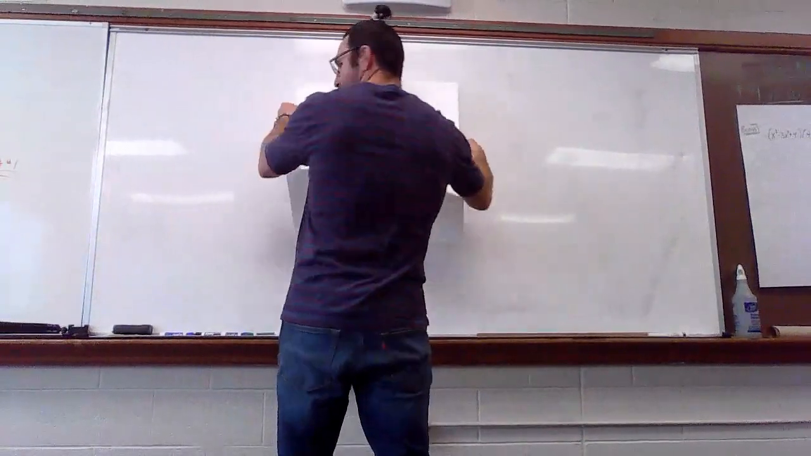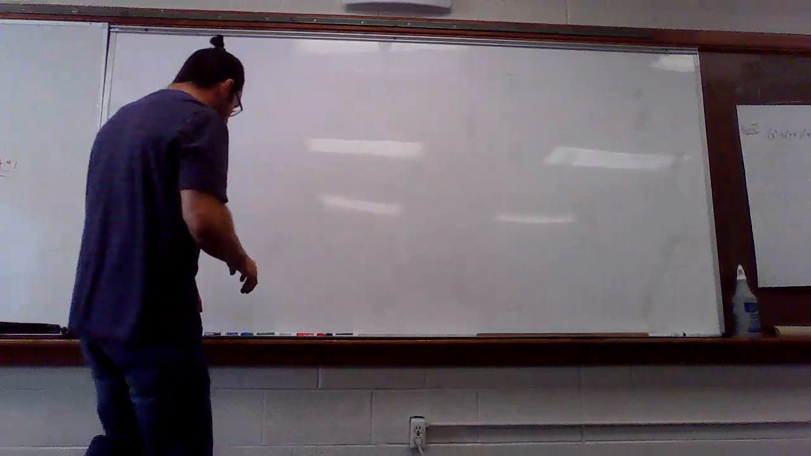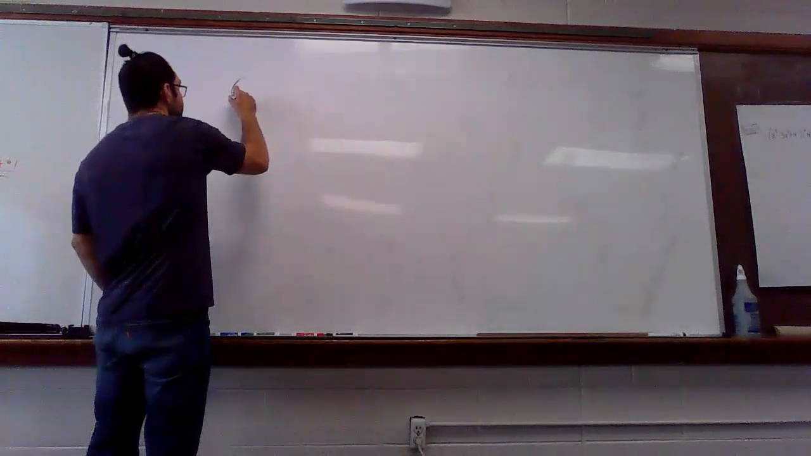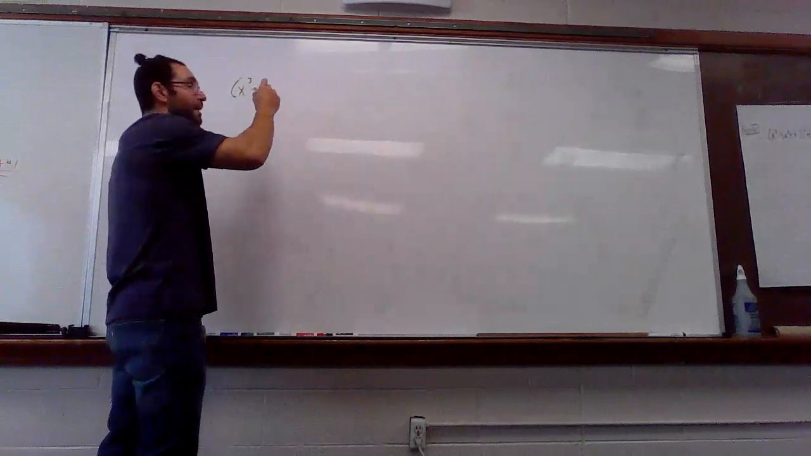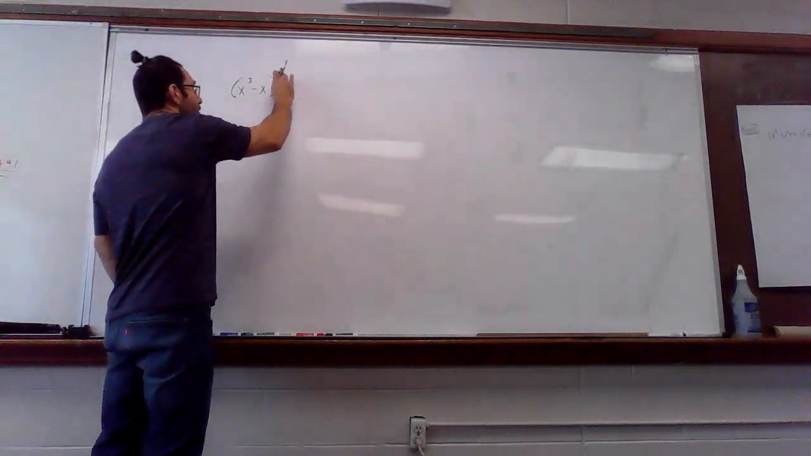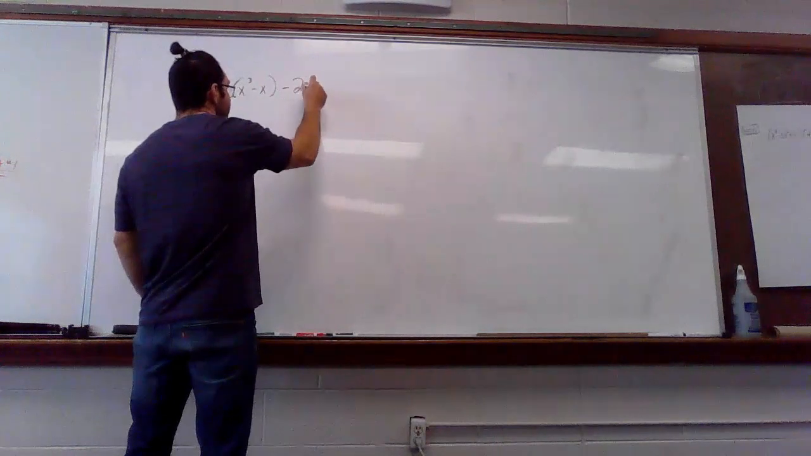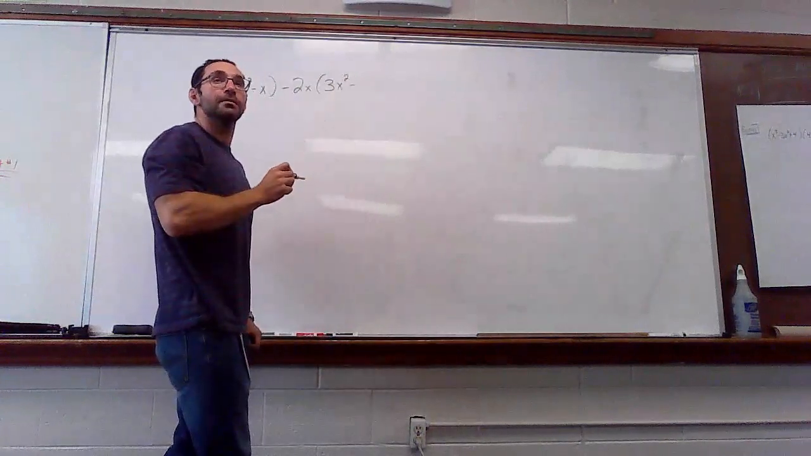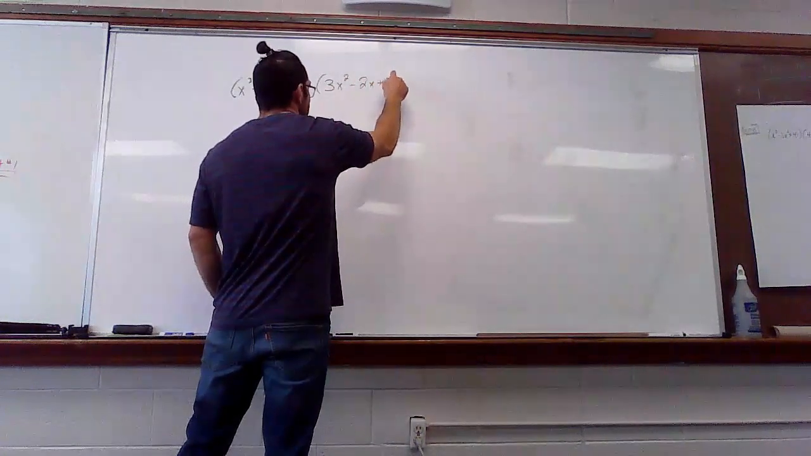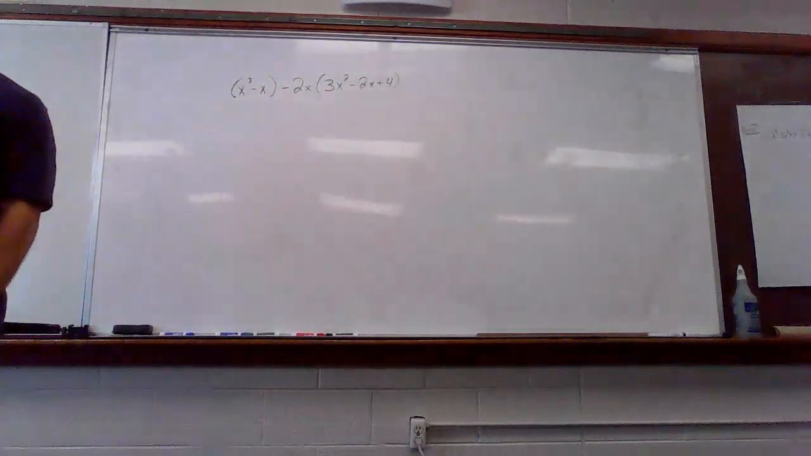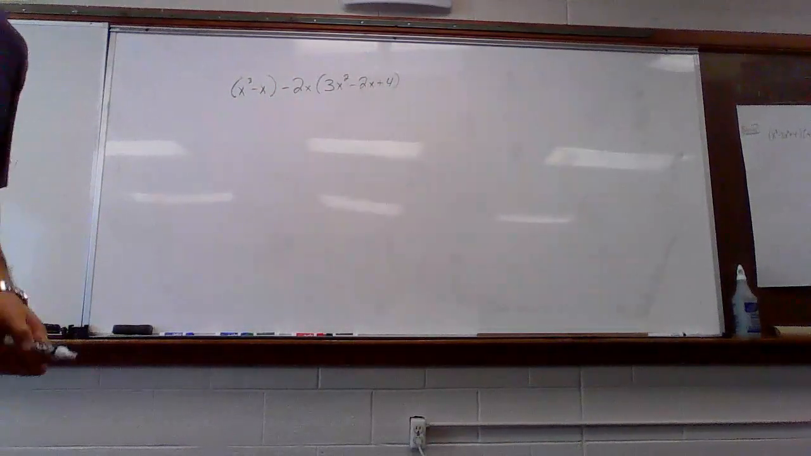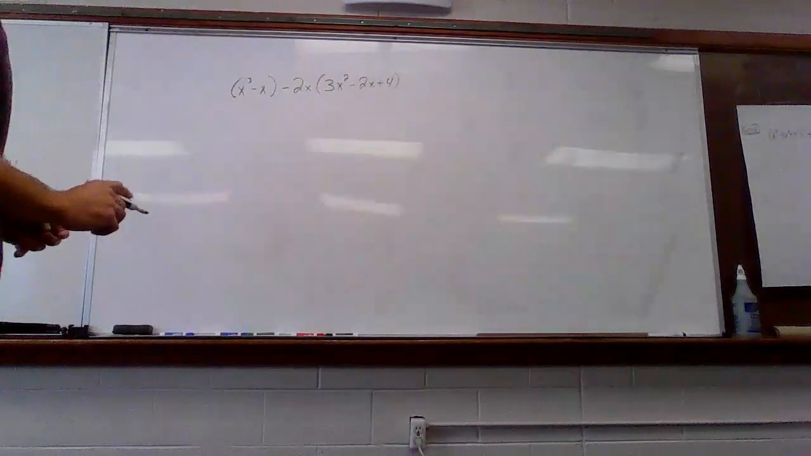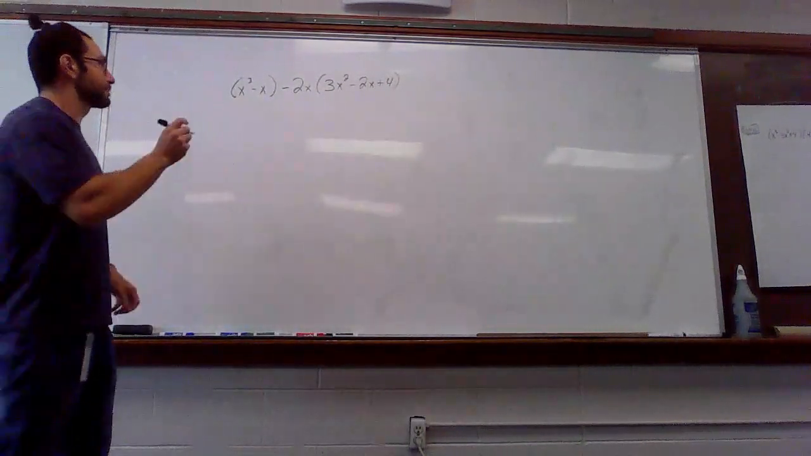Okay. Now we get to some of the tougher ones. Let me put this off to the side. So no matter what type of problem we're doing, in this case, it is x cubed minus x, all getting subtracted 2x times 3x squared minus 2x plus 4. Okay, we cannot add or subtract until we finish multiplying. Can you see that? Yes, okay. So until we multiply, we cannot add or subtract.